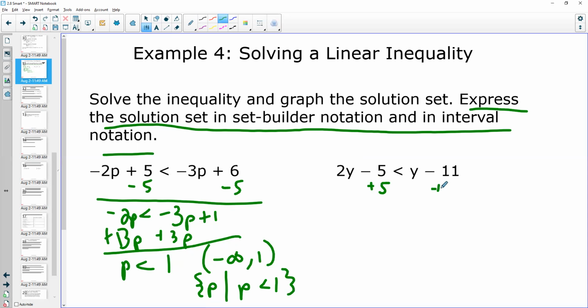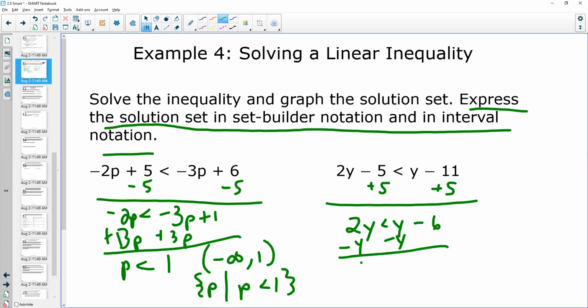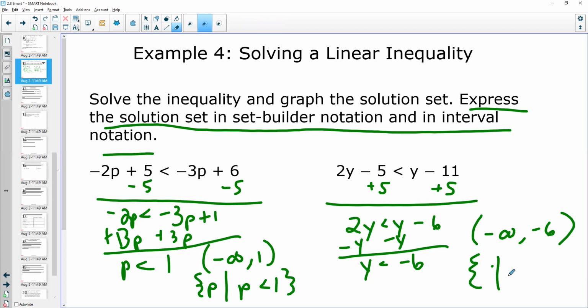Do the same for the second one. Add 5 to both sides. I'm going to get 2y less than y minus 6. I'm going to subtract y. I'm going to get y less than -6. So same thing. Y is less than -6, which means it's going to go from negative infinity to -6. And the set builder notation should be y, where y is less than -6. That's it.